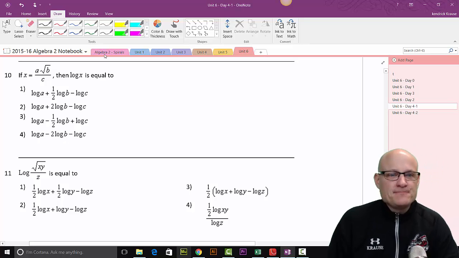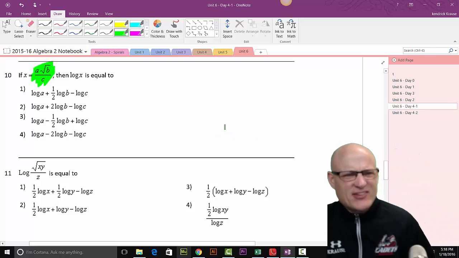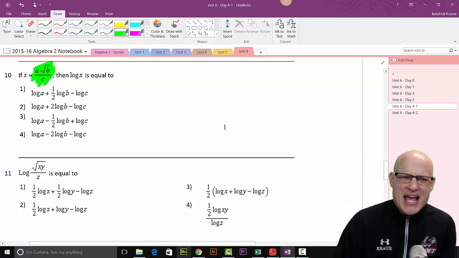Okay, once again, I'm giving you something. I'm giving you x. I'm defining x. I've said, okay, kids, x is defined as a times the square root of b all over c.